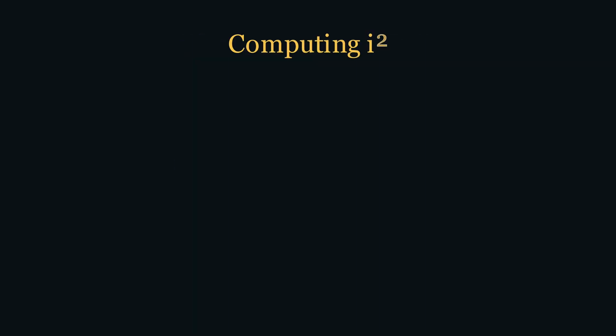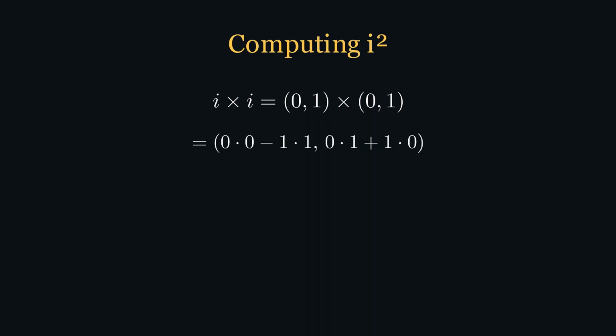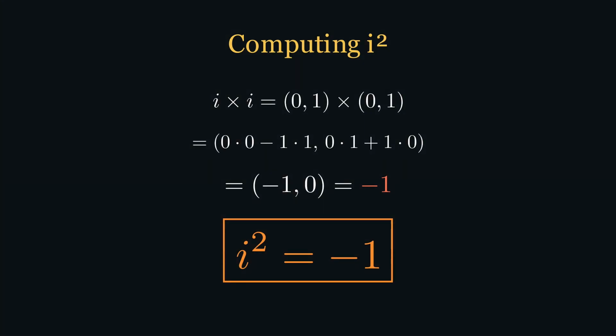Now let's compute i squared. This is the moment I hope everything comes together for you. i times i equals the ordered pair (0, 1) times the ordered pair (0, 1). Using our multiplication formula, (0 times 0 minus 1 times 1, 0 times 1 plus 1 times 0) equals the ordered pair (-1, 0), which equals -1. i squared equals -1. We've created a number whose square is negative. The equation x squared equals -1 now has a solution.